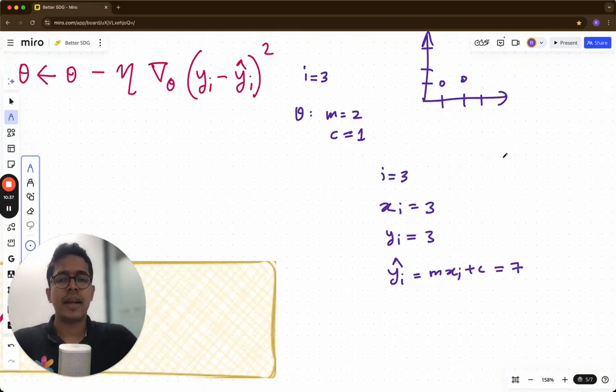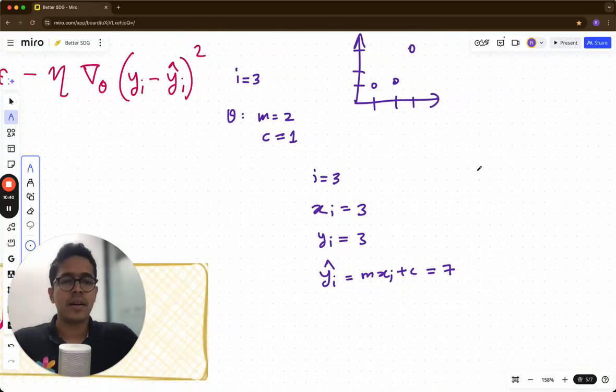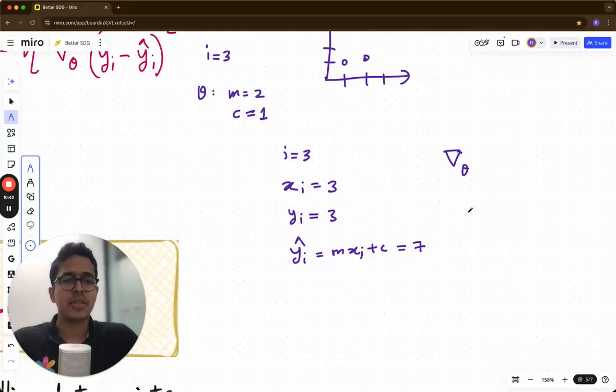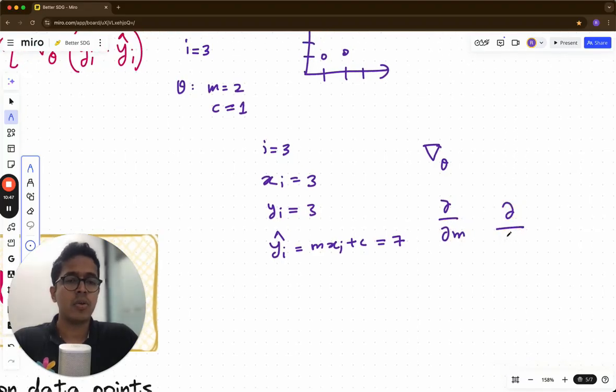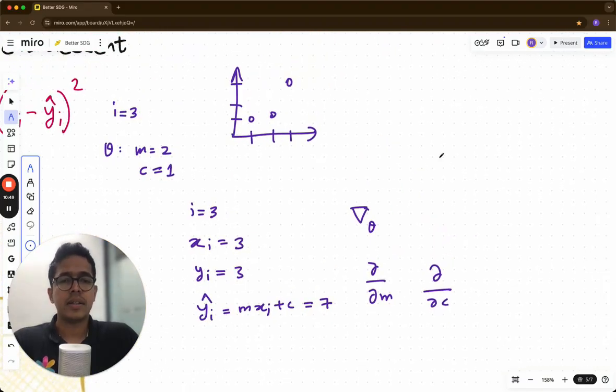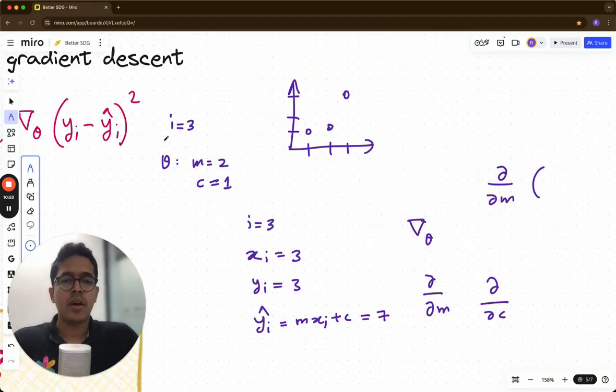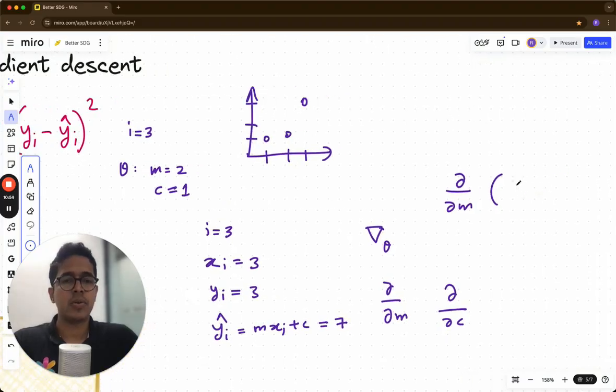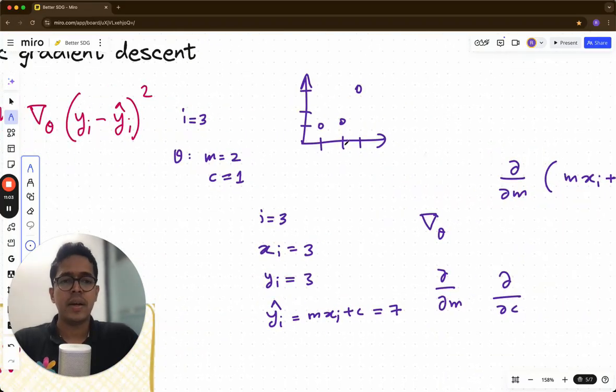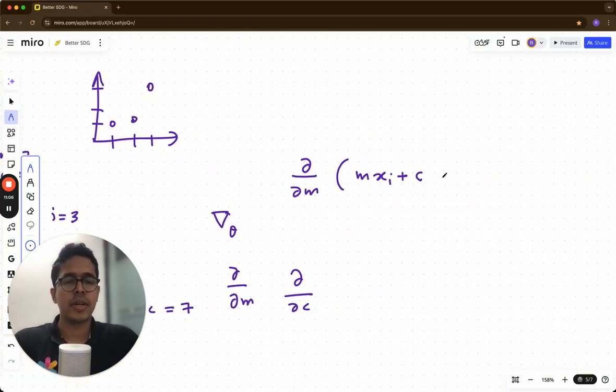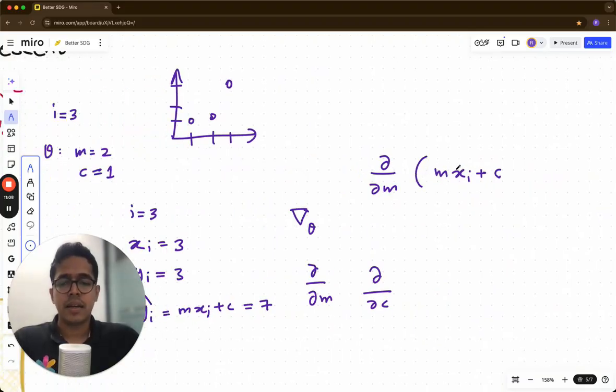Now this gradient would be gradient with respect to theta, right? So it will have two components, dou by dou m and dou by dou c. So we can calculate dou by dou m of yi minus yi cap the whole square. Yi cap is mxi plus c. The order does not matter because you are taking the square, but maybe I can write this as the second item.